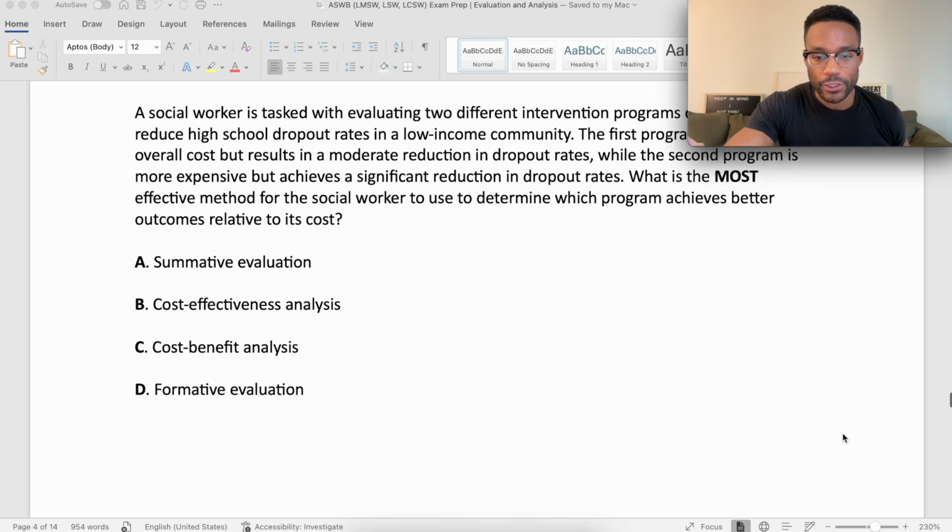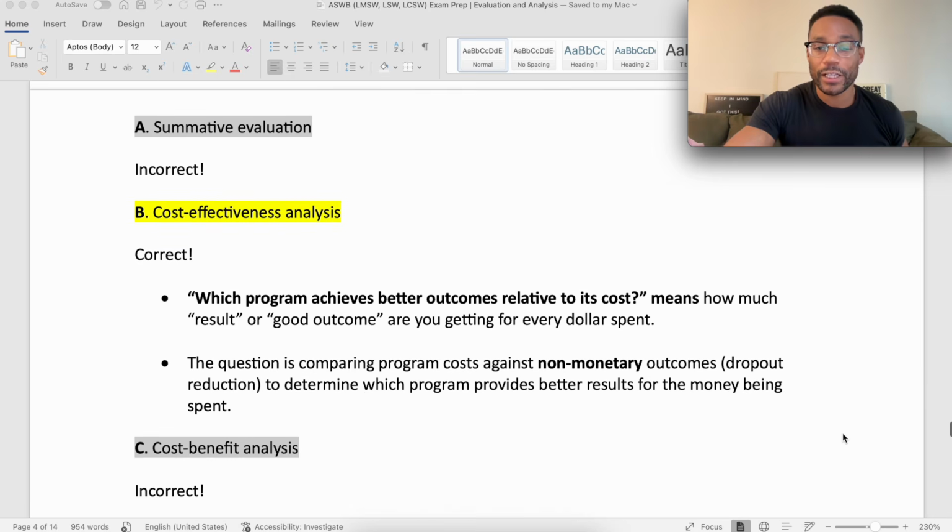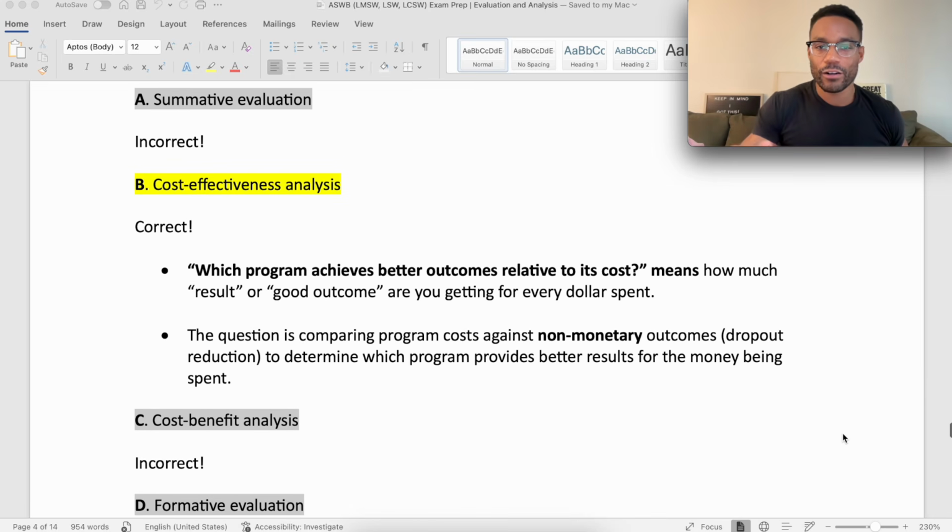Okay, if you picked B, cost effectiveness analysis, you are correct. Why? So, with cost effectiveness analysis, which program achieves better outcomes relative to its costs? What does this mean? This means how much result or good outcome are you getting for every dollar spent?